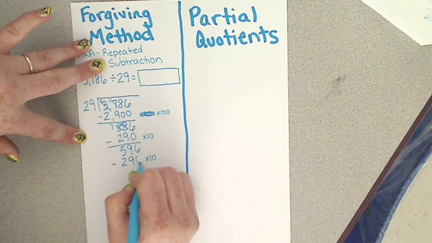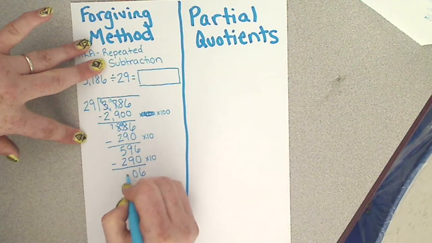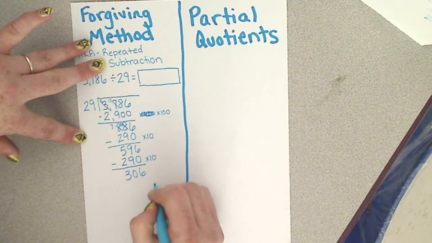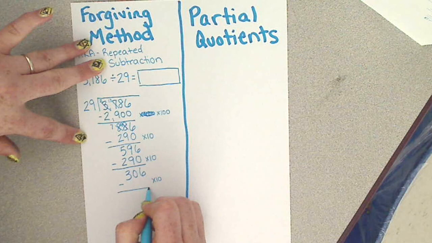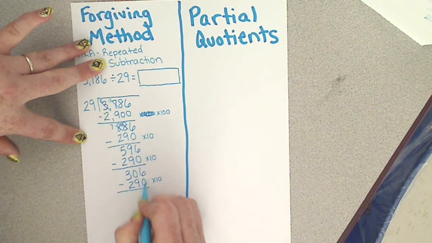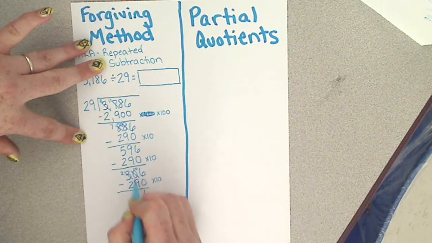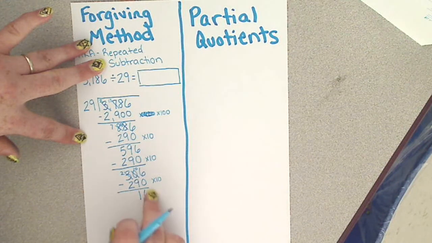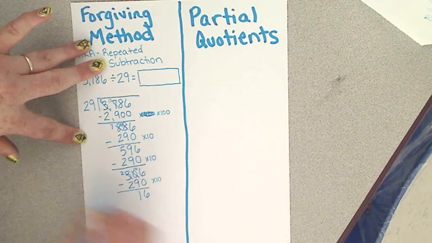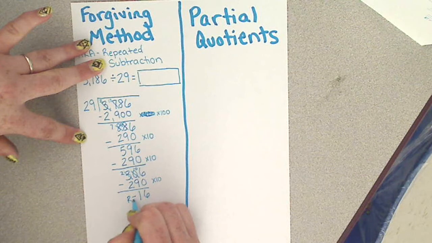Subtracting 290. 6 minus nothing is 6. 9 minus 9 is 0. 5 minus 2 is 3. Still have enough to take out another 290. Six minus nothing is 6. I have to regroup. 10 minus 9 is 1. 2 minus nothing is 0. Now, I've now gotten it down to a number that is smaller than my divisor. So I now know that this is going to be my remainder.